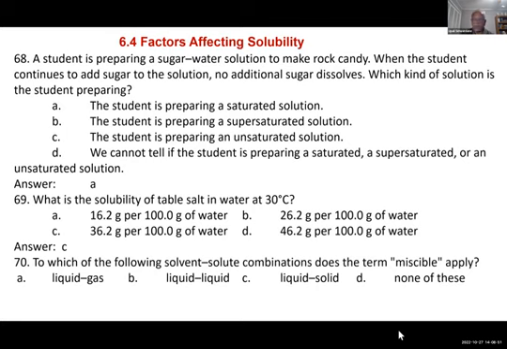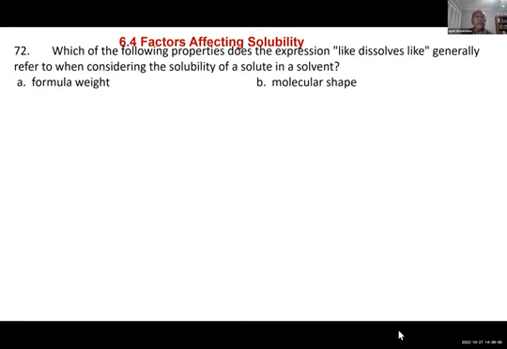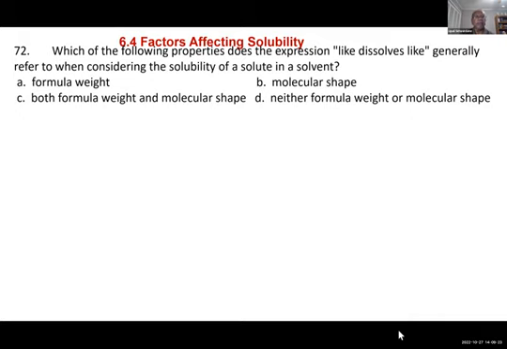In which of the following combinations does miscible apply? Miscible applies to liquids. Which of the following properties does the expression like dissolves like generally refer to when considering solubility in a solvent? Formula weight, no. Molecular shape. Formula weight and molecular shape, or neither formula weight nor molecular shape. Molecular shape sometimes affects polarity. Therefore, it could be B, neither molecular weight nor molecular shape. None of them apply.